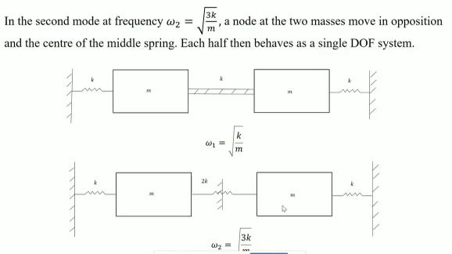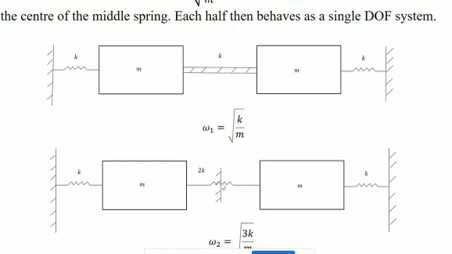I can consider that half of this particular spring is acting for this mass, and half of this particular spring is acting for this mass. Then can you tell me what will be this stiffness? If the stiffness of this spring is K, then what is the stiffness of half of this spring? I ask you the last question, which I haven't shown here.